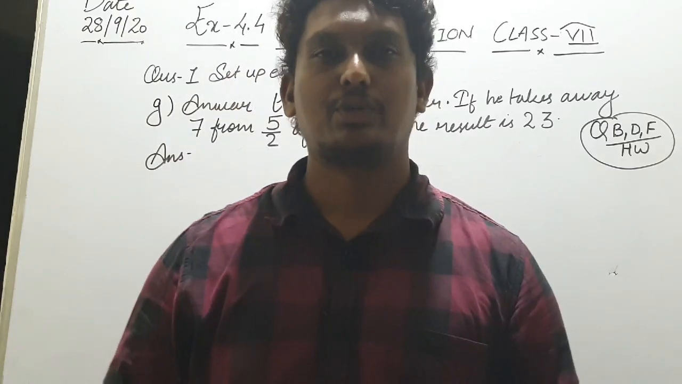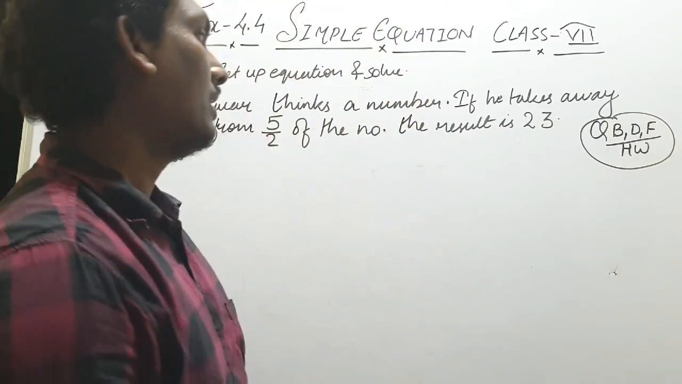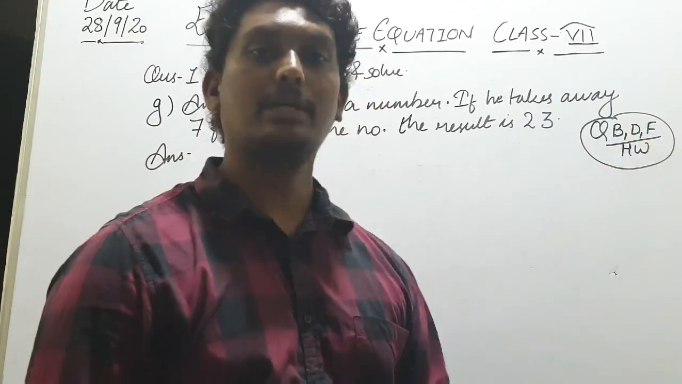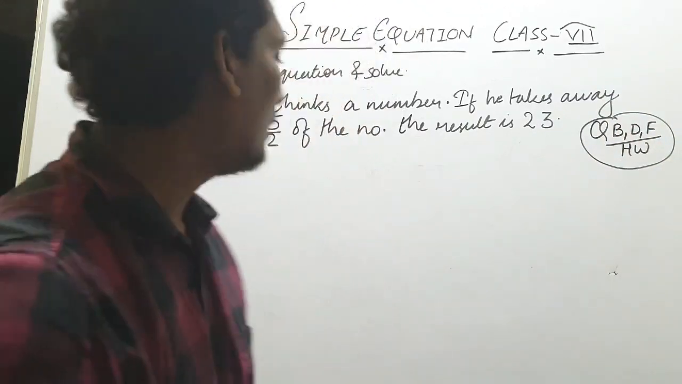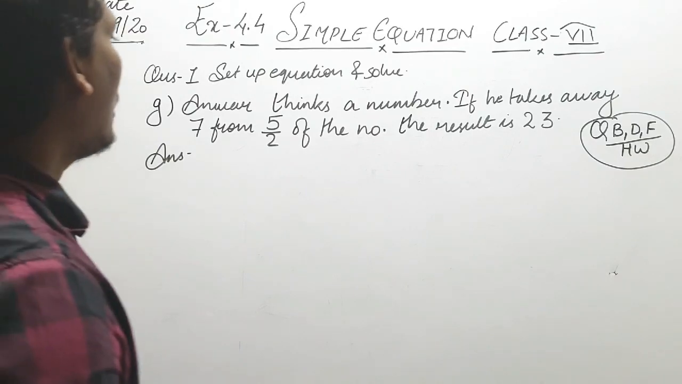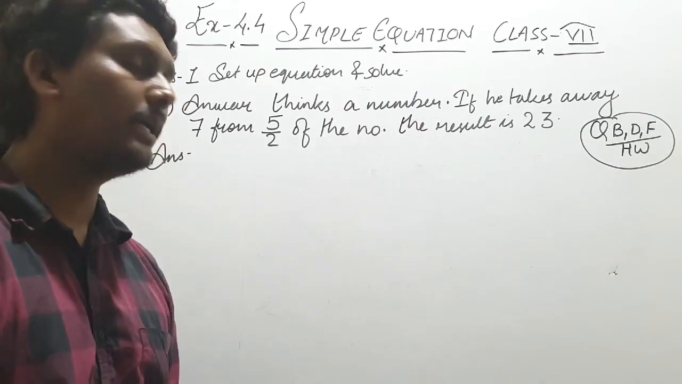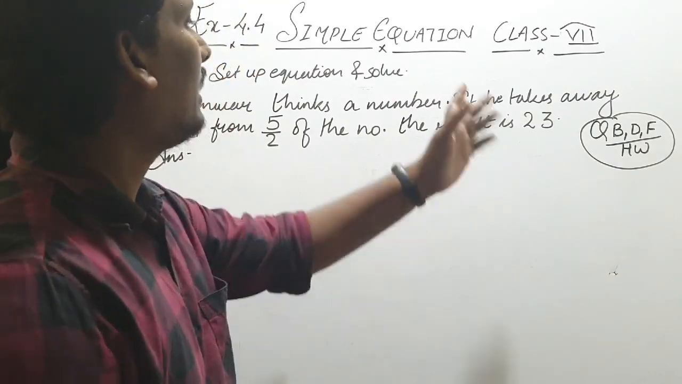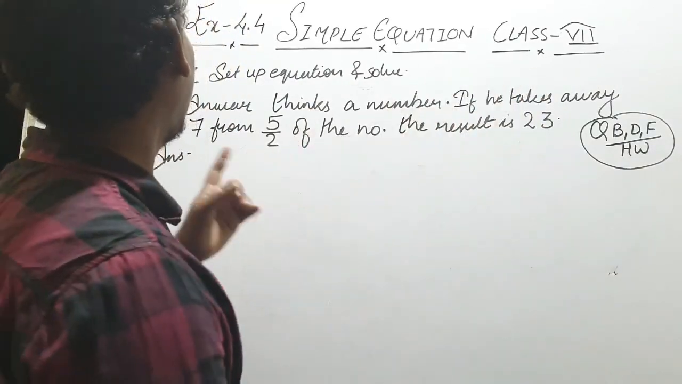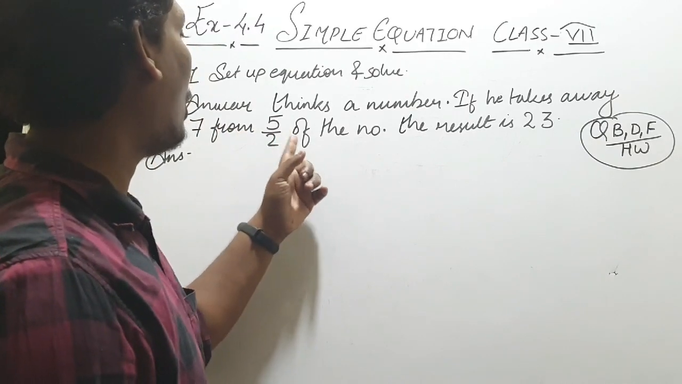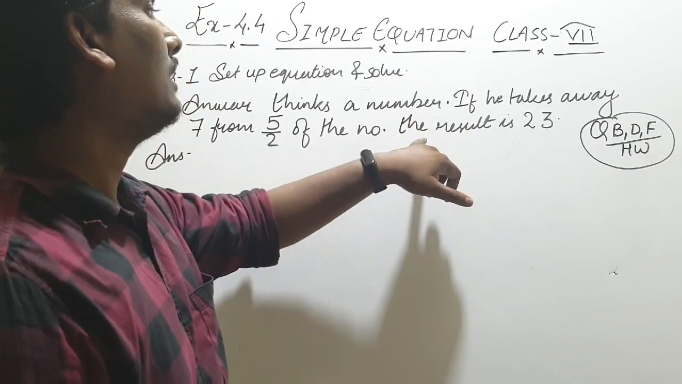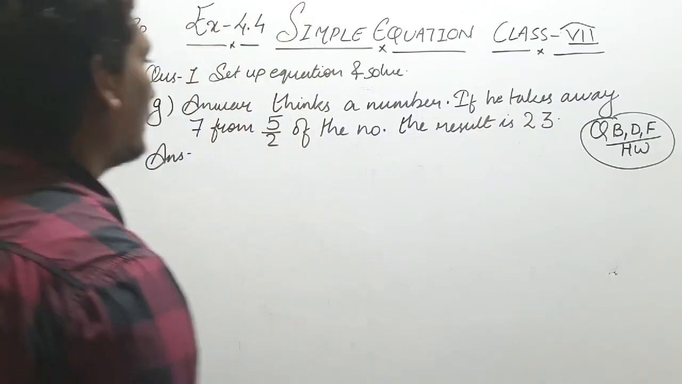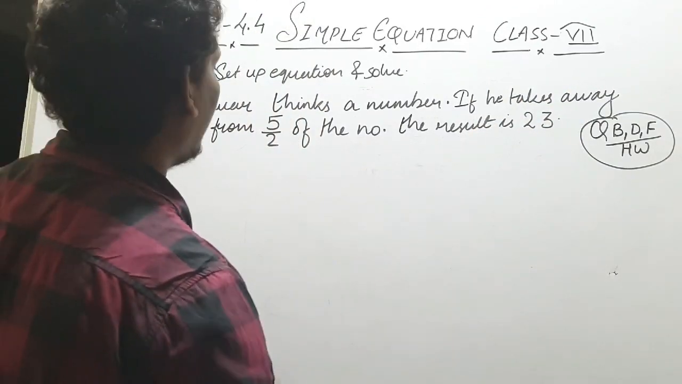Now come to the next question, that is question number G. Before starting, question number B, D, F is homework for you. Now come to question number G. Anwar thinks a number, here again a number came, so that is x. If he takes away 7 from 5 by 2 of the number, the resulting number is 23, right? The result is 23.